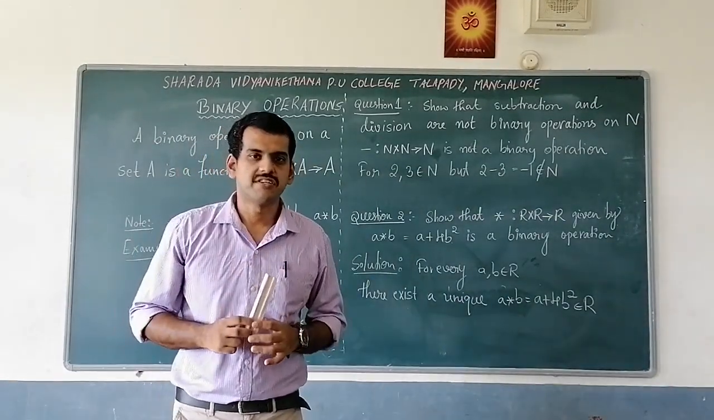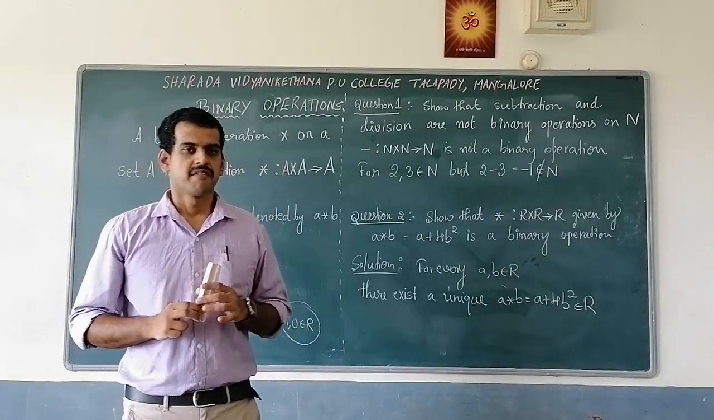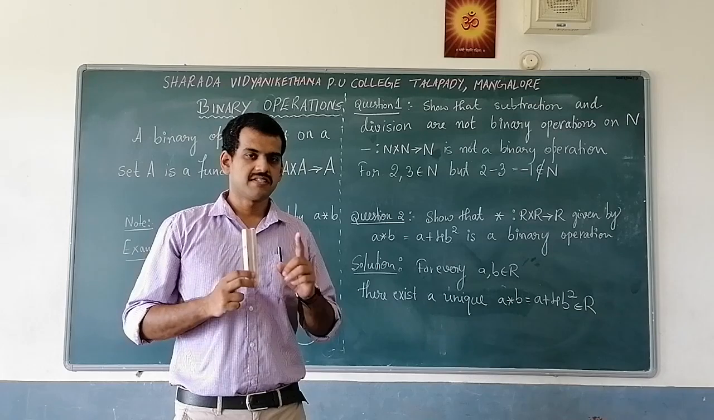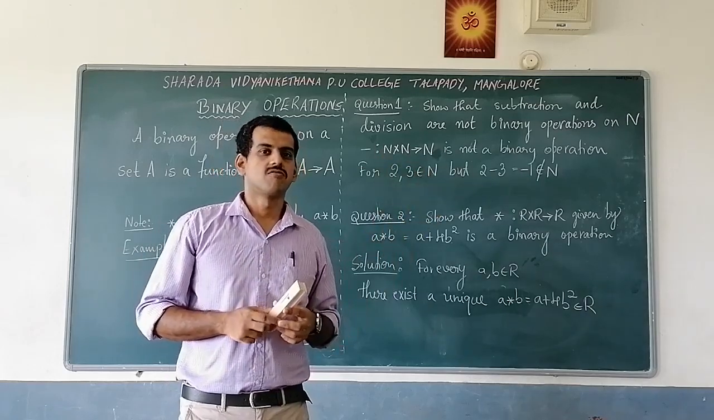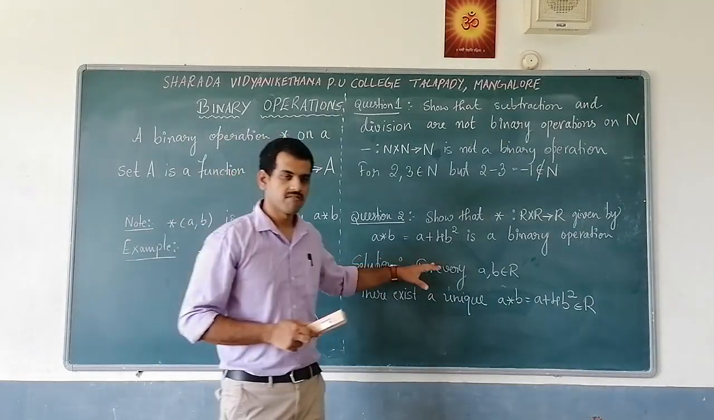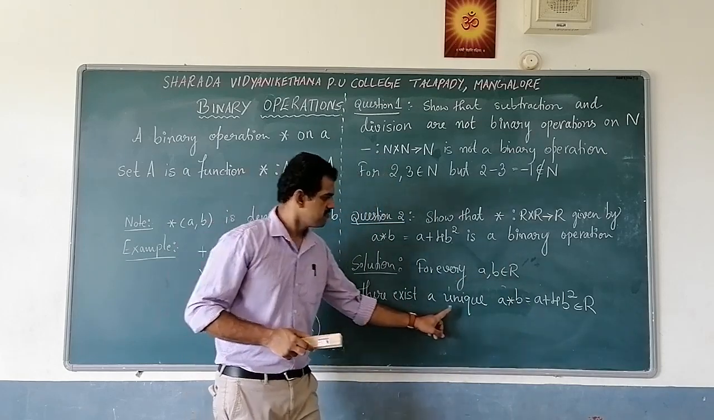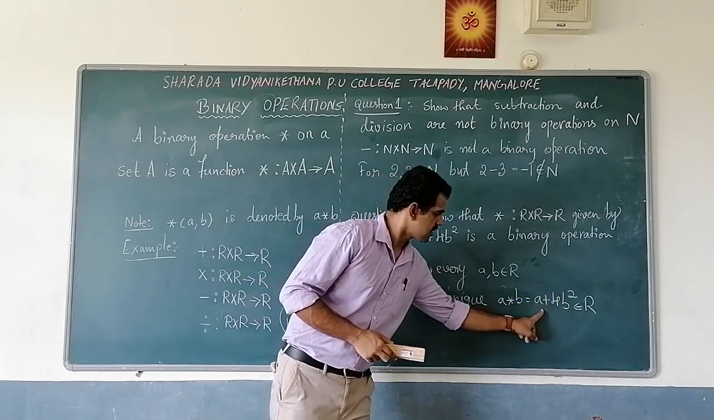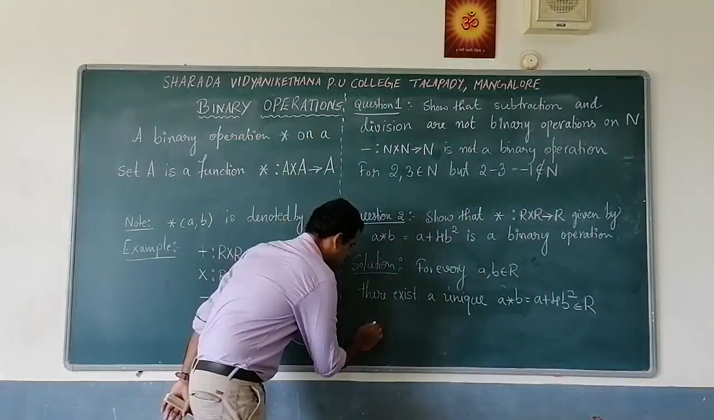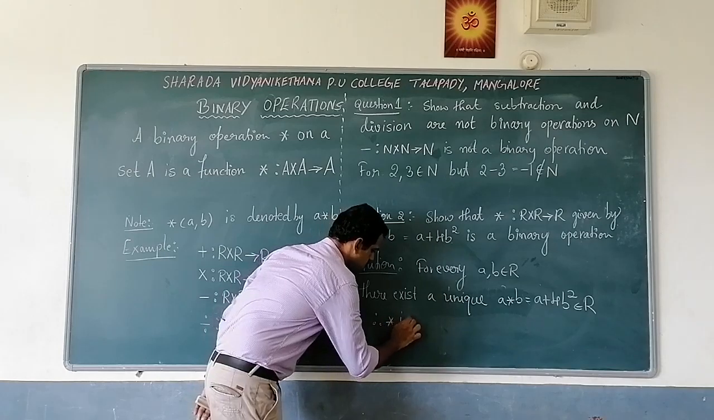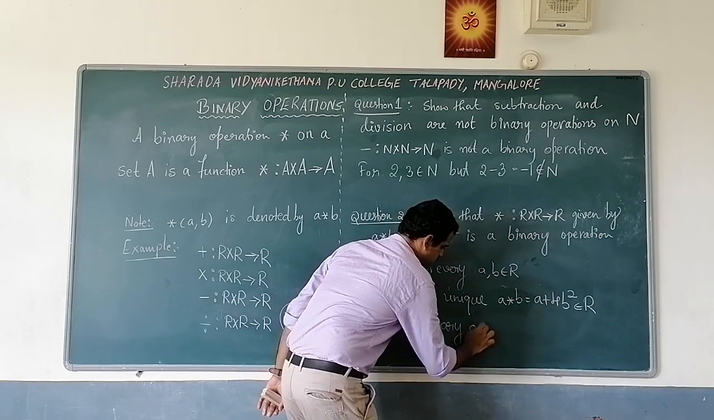In a function definition, we have seen that. What is the definition of a function? It says that for every element in the domain, there exists a unique element in the codomain. So it is the same thing we are going to say here. For every a comma b belongs to R, there exists a unique a star b which is given by a plus 4b square, that is again a real number. Therefore, star is a binary operation.